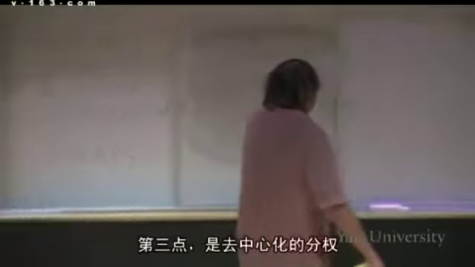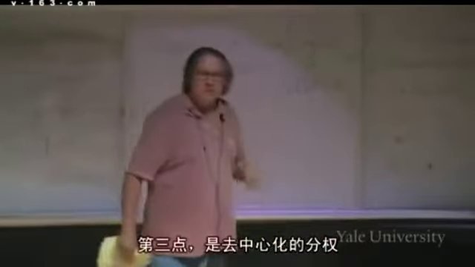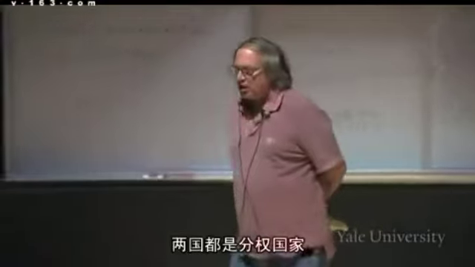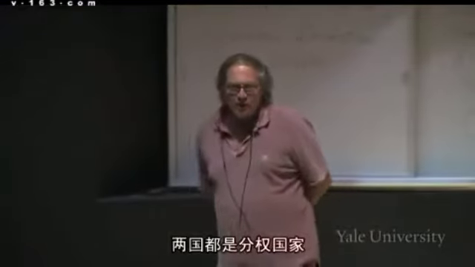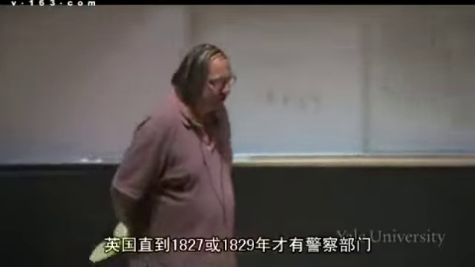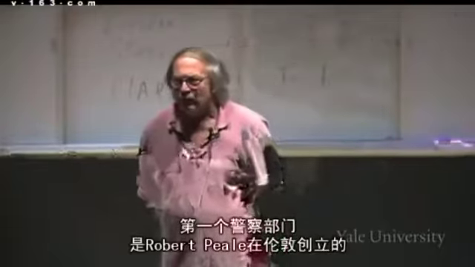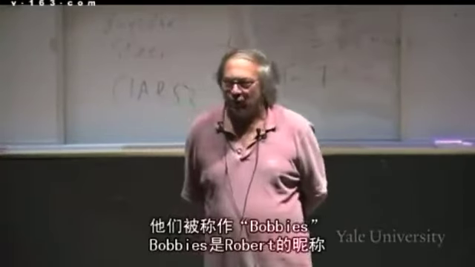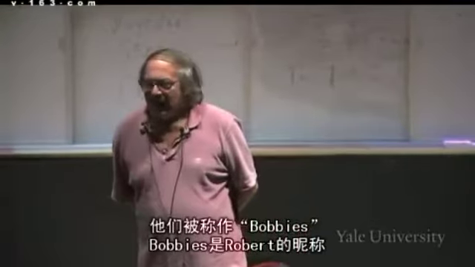Third is decentralization. Both of these states are decentralized states. The British don't have a police force until 1827 or 29, I can't remember which, when Robert Peel creates a London police force, which they call the Bobbies, after Robert, Bob, Bobbies. And people didn't want that.